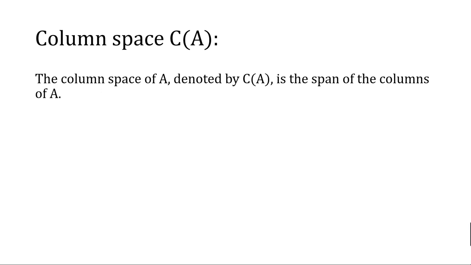The definition of a column space is simple. The column space of A is denoted as C(A). It is the span of the columns of A, or linear combinations of the column vectors of A. Consider any matrix here, A11, A12, A21 and A22. So the column space of matrix A is nothing but the linear combinations of the columns of this matrix A. So that is the result here. We will see the procedures to calculate the null space and the column space.